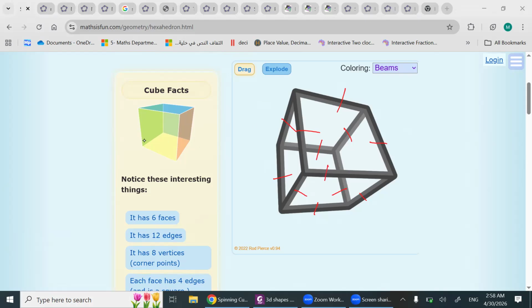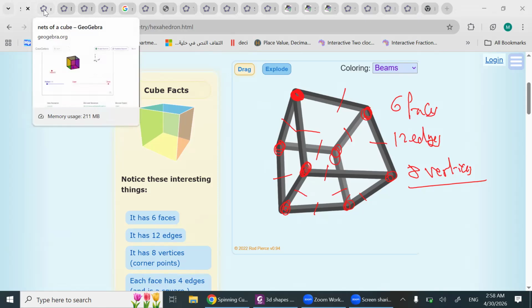Count with me the corners of the cube. You will find that the cube has 8 corners or 8 vertices. 1, 2, 3, 4, 5, 6, 7, 8. Then the cube has 6 faces and 12 edges and 8 vertices. All the faces of the cube are squares.